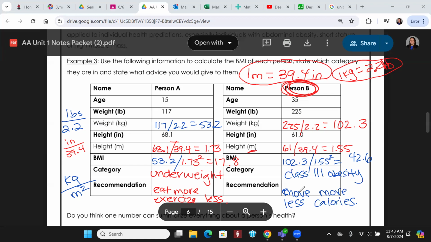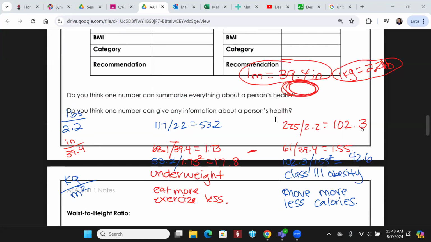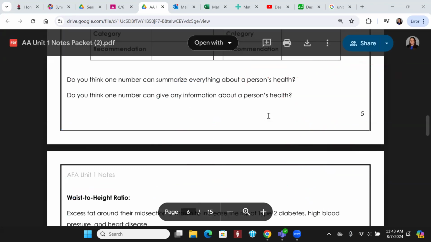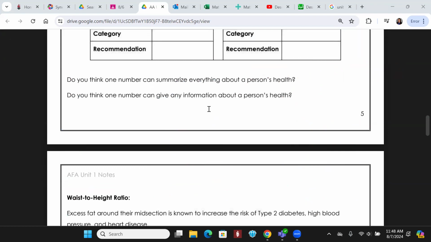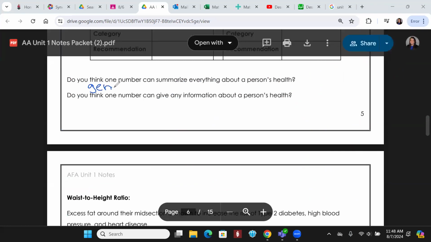So do you think that one number can summarize everything about a person's health? Okay, why? No, because it could be a lot of different factors. I'm just throwing medical things out here, so I don't really know. But I think it's like cholesterol, your blood type. Other parts of your body play different factors into your health, not just your weight and body mass. Now, there's a direct correlation with not being overweight and not having as many health problems. But I've seen people who are considered healthy or skinnier and they still have high cholesterol. Well, that's not good, right?